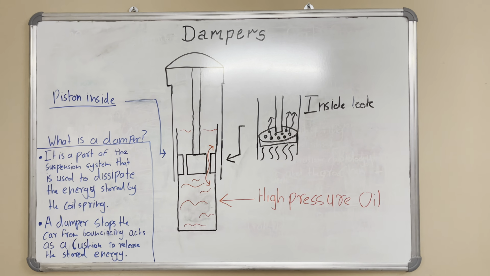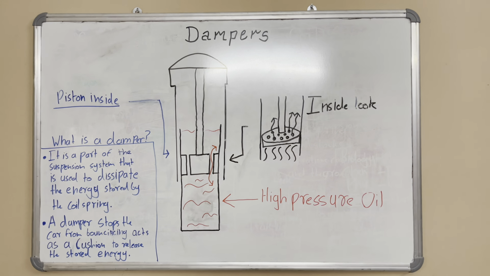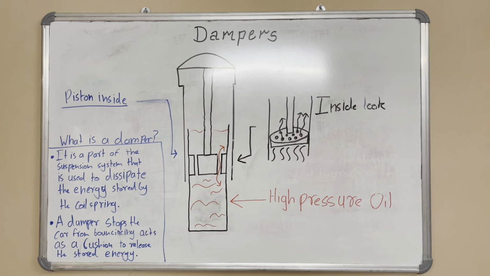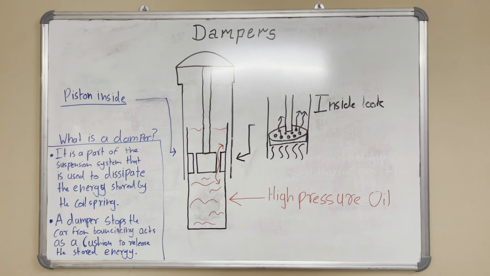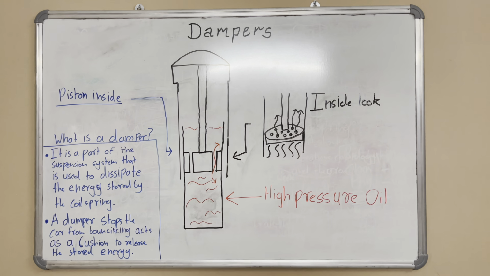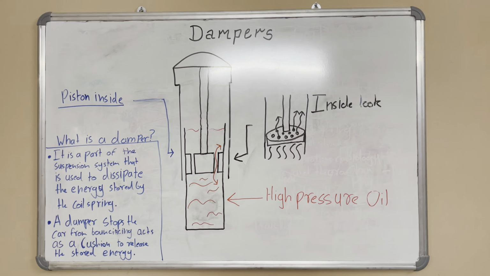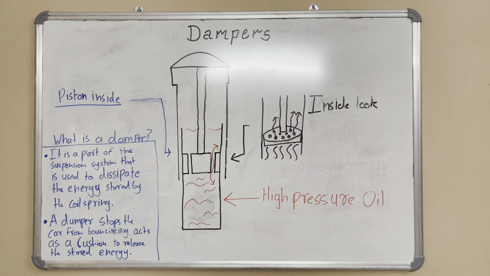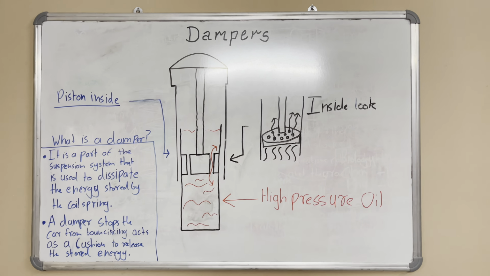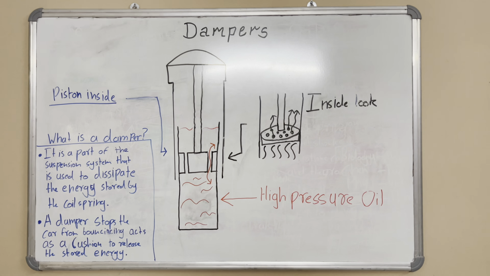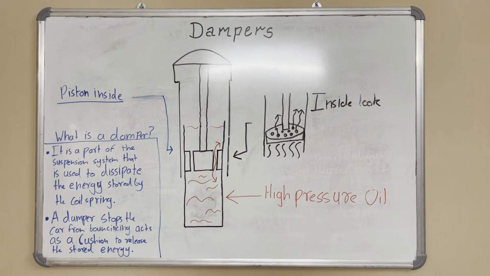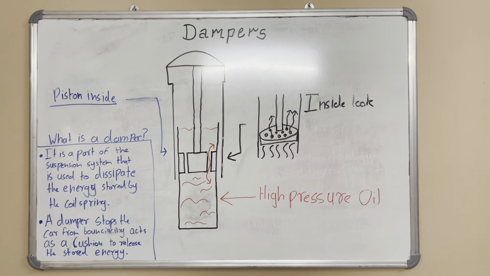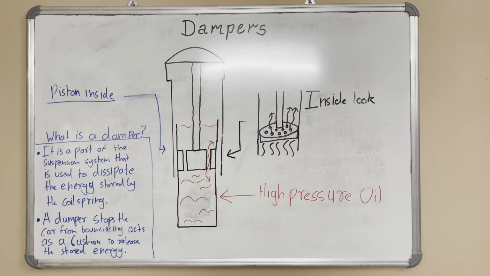Now the damper works with the coil spring as a whole unit, and what it does is basically dissipates the energy that is stored by the coil springs. Now don't get me wrong, the coil springs do dissipate the energy, but it is very slow at doing it, and it is just not perfect, and it kind of bounces back and forward really fast for a couple of seconds, sometimes even minutes, depending on how big the coil spring is.